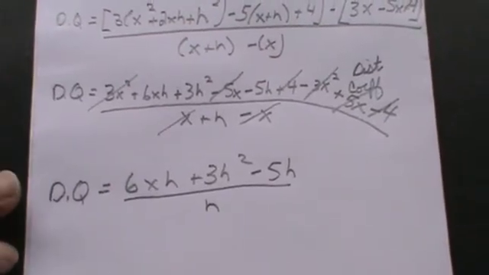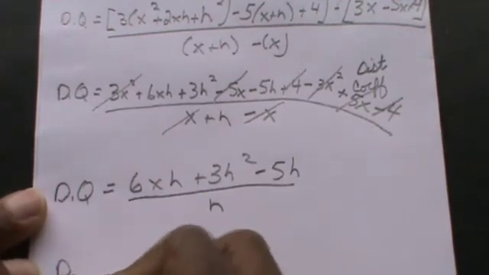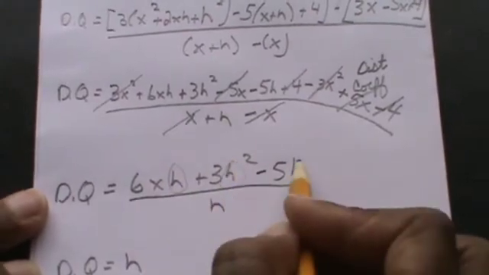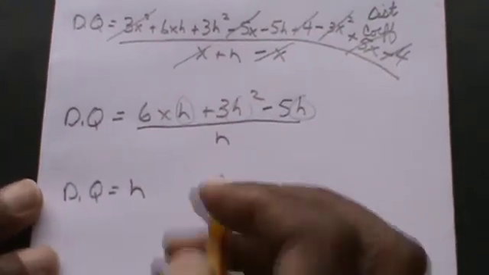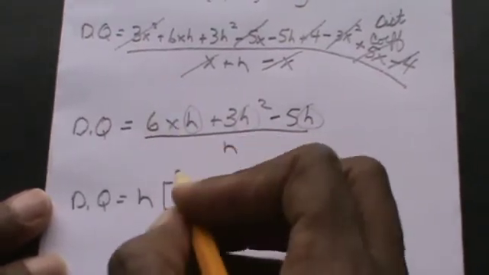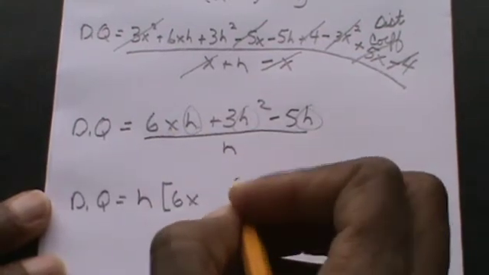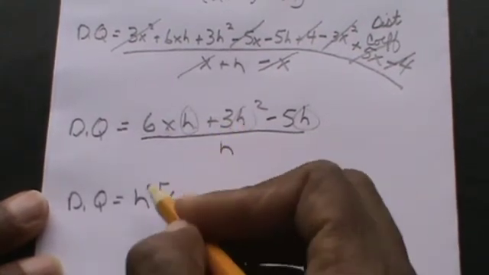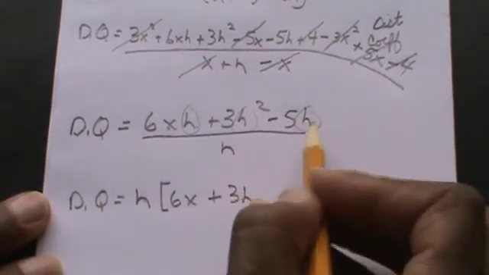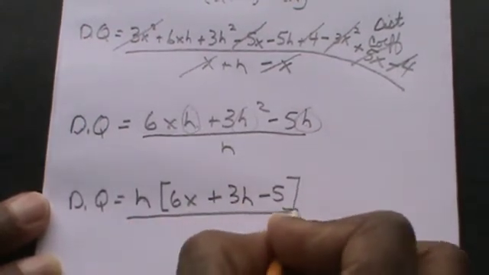Alright, so at this point it would be nice if we could factor h out of each term in the numerator. So then the difference quotient equals, pull the h out because we see it in every single term. Okay, so if we divide the h out of this term, then 6x would be left over because 6xh divided by h is just 6x. If we take 3h squared and pull out the h, we get plus 3h. If we take the negative 5h and pull the h out, we get negative 5. All of that is over h.